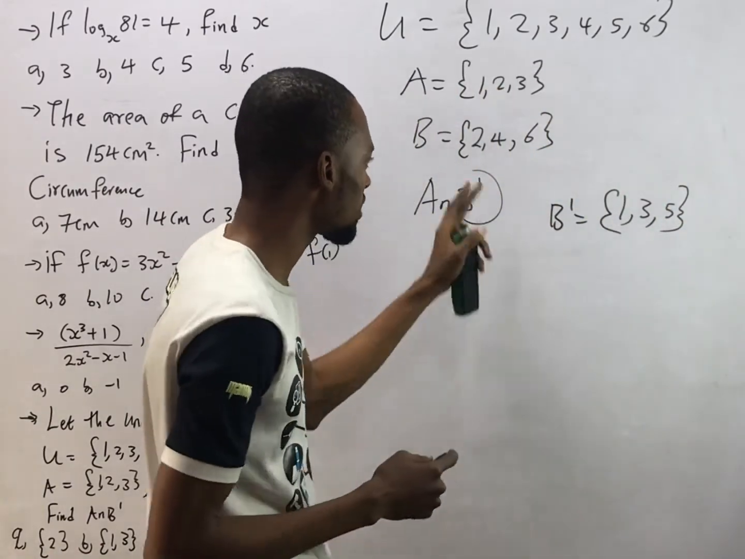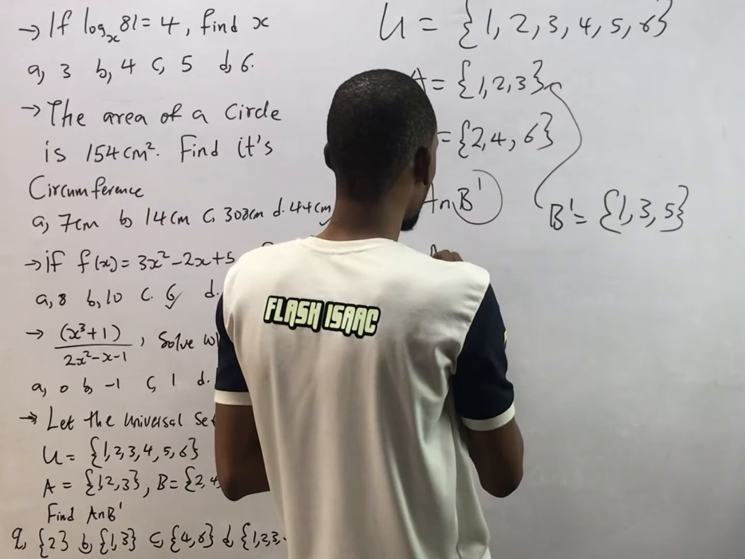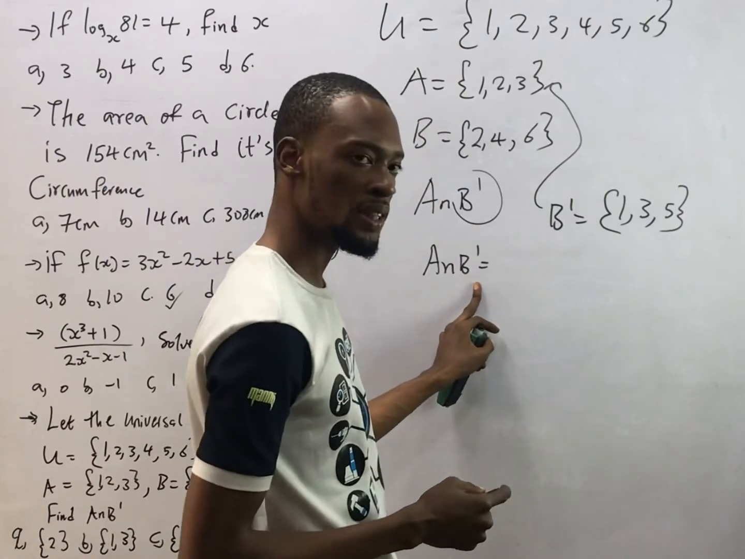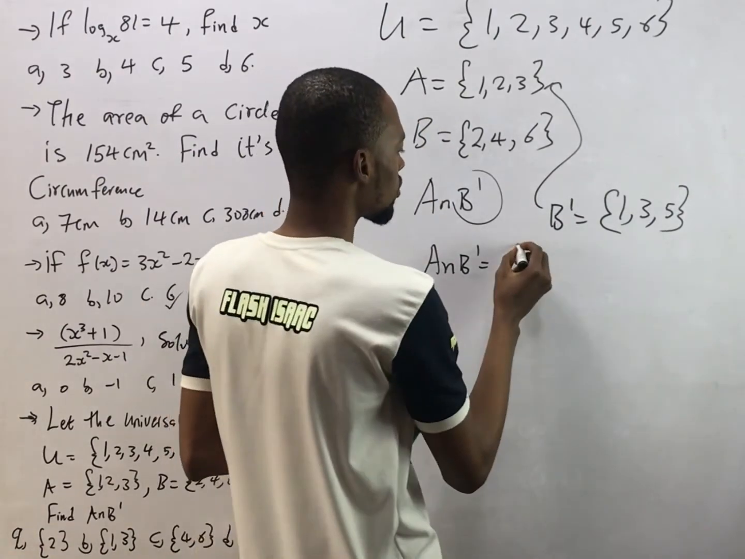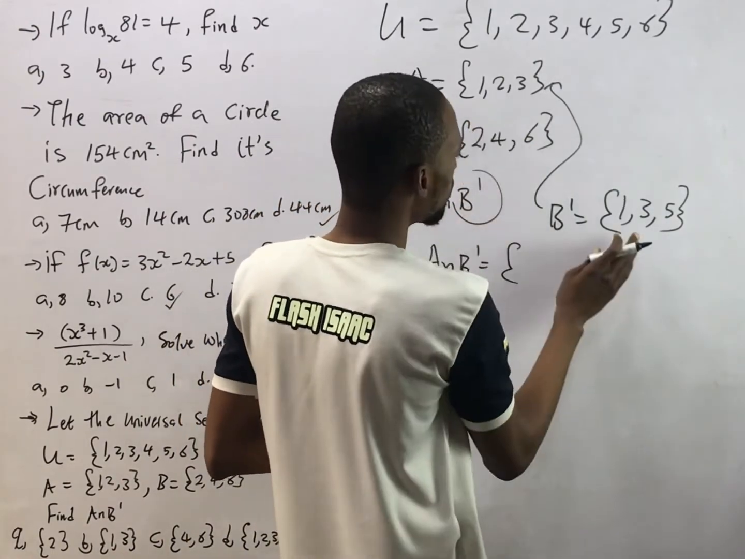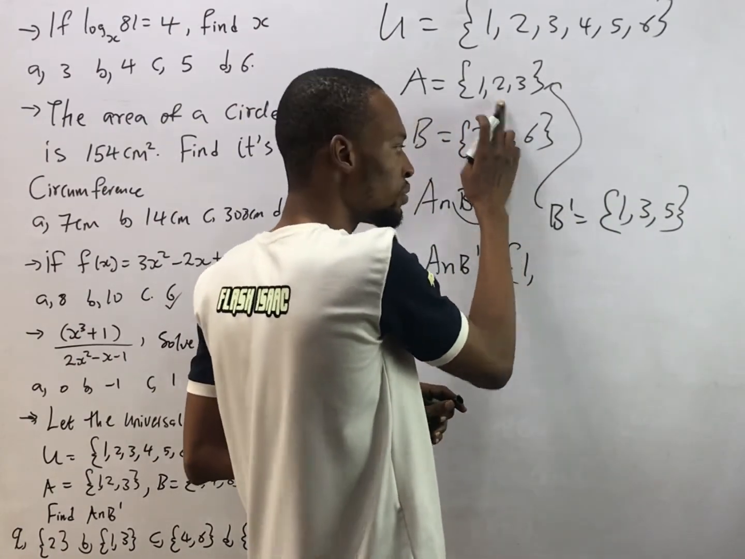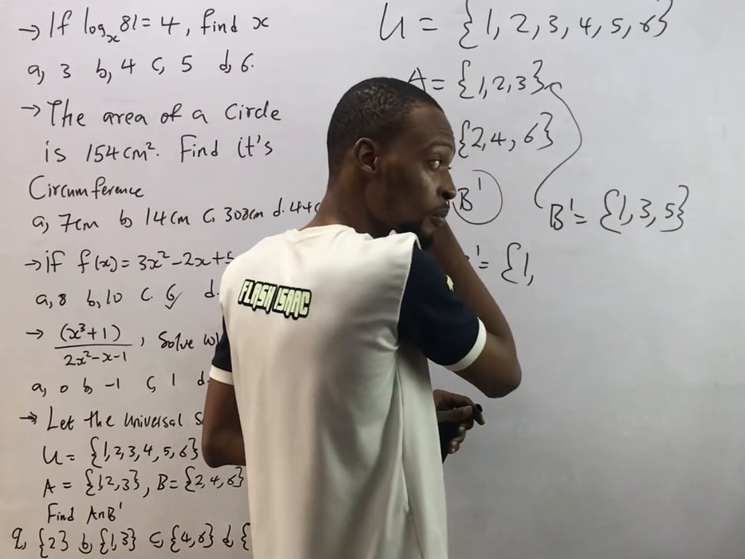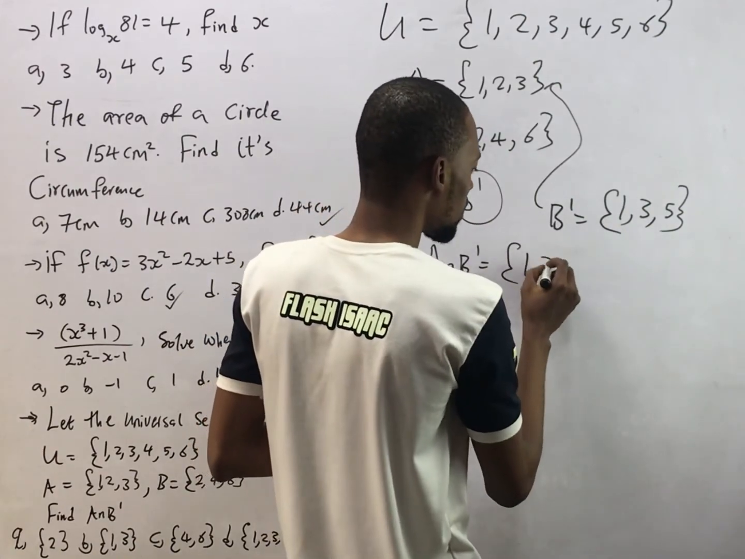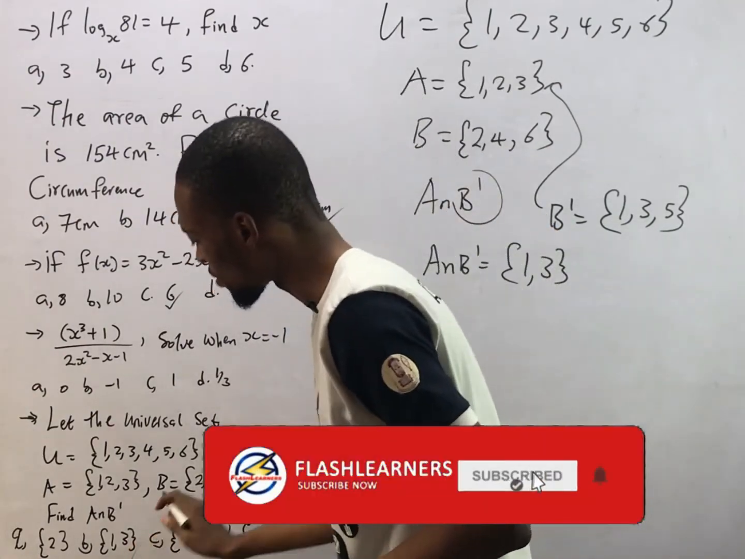What is in the universal set that is not in B? Now that we have B prime, A intersection B prime is simply what we have in A that is also present in B prime. So let's check what is present in both A and B prime. This is A. 1 is present in A and is present in B prime. So we put 1, comma. 2 is present in A but it's not present in B prime. So we skip 2. 3 is present in A and 3 is present in B prime. So we have 3. So A intersection B prime is 1, 3. Which is option B.